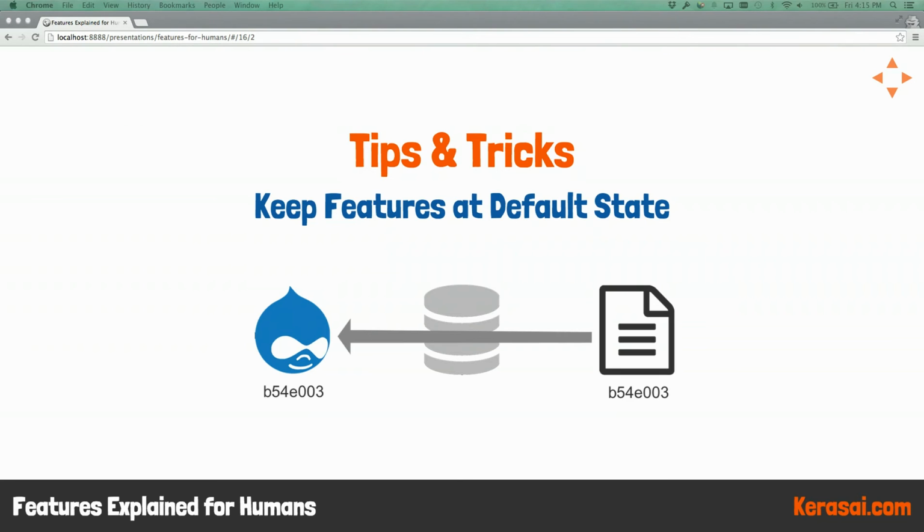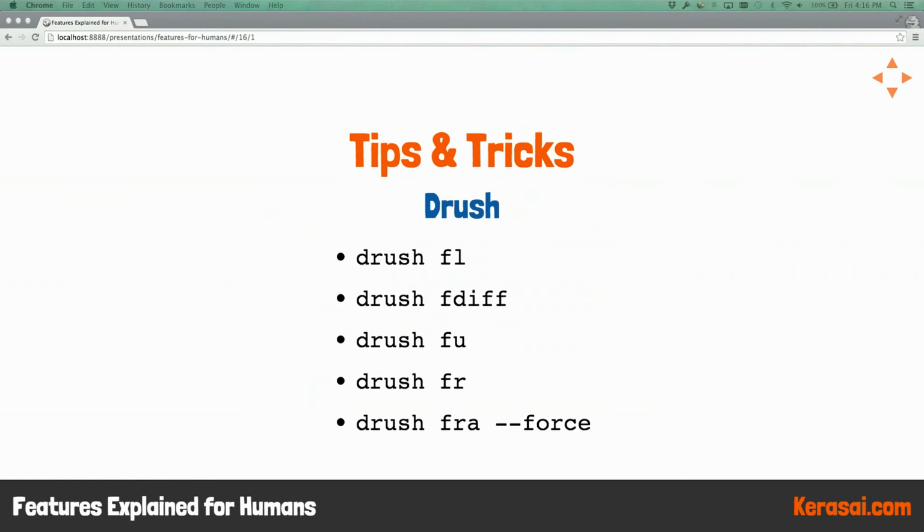And then what could potentially happen is the code could change underneath. Then you've got an overridden copy still in the database. So if you do a forceful revert, it will actually clear all of the exportables out of the database. So this Drush FRA force, this is the way to totally clear out all of your exportables.